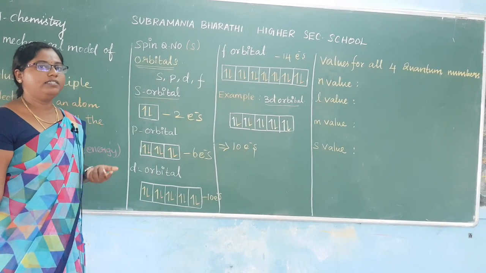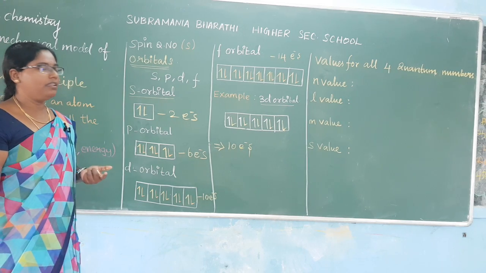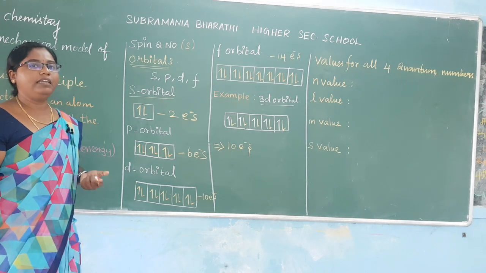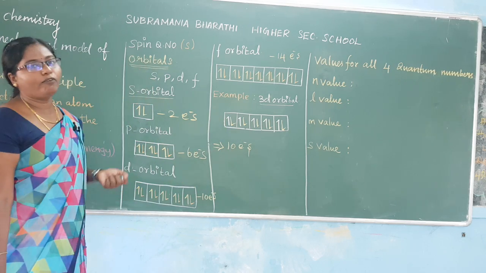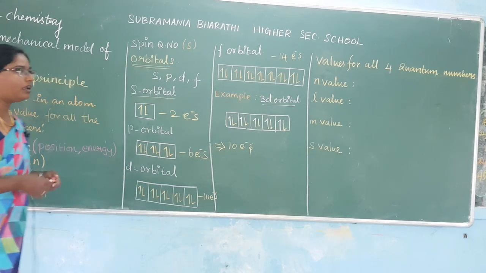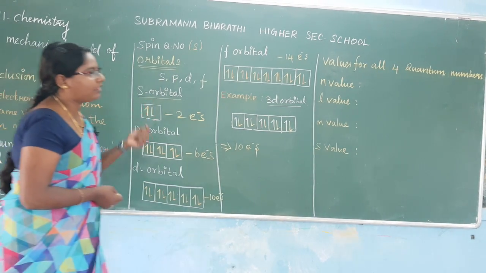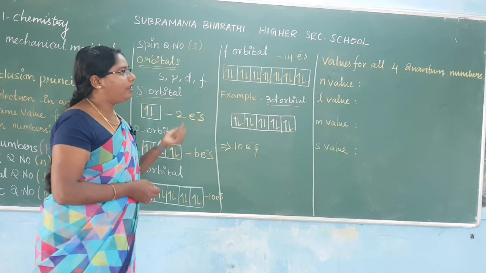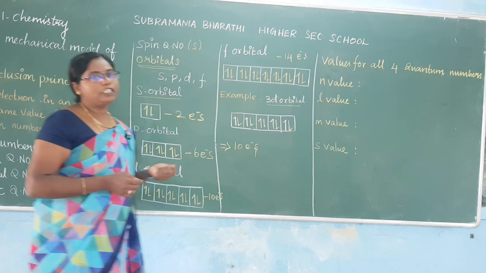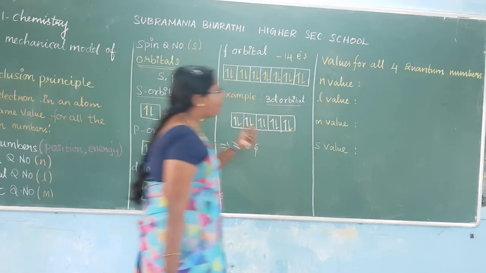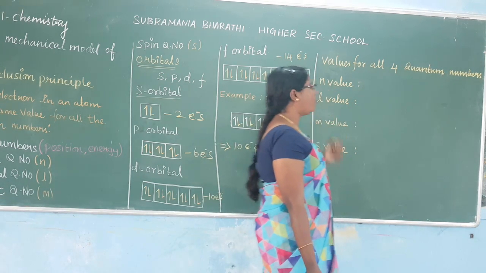What do you mean by degeneracy? Degeneracy means the orbitals have the same energy. Okay, so let us find the values for all four quantum numbers. We know what the quantum numbers are: N, which is the principal; L, azimuthal; M, the magnetic quantum number; and S, the spin quantum number. So let us find the values for each quantum number.